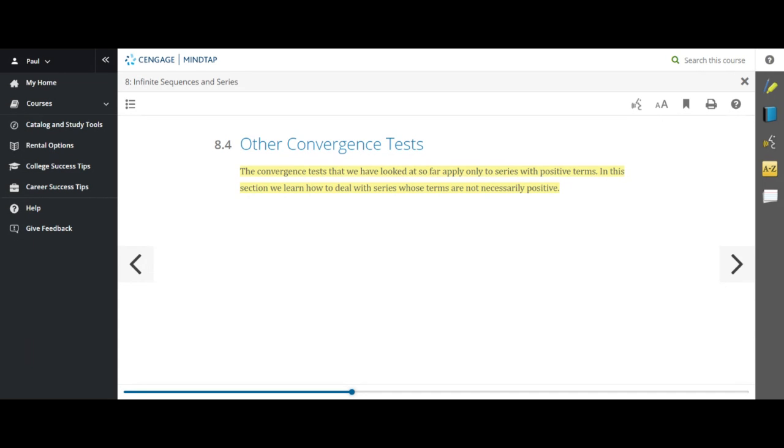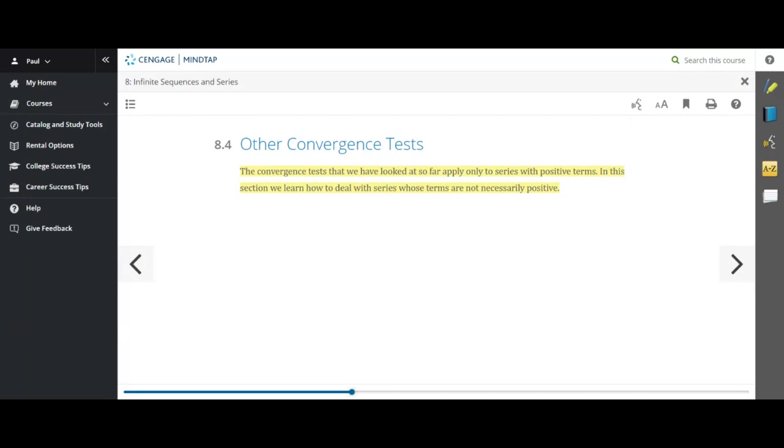But what if we had a series where the terms are not all positive? In other words, some terms of the series are negative and other terms are positive. That's what we're dealing with in section 8.4. Right there in the beginning, it mentions that the convergence tests that we have looked at so far apply only to series with positive terms. In this section, we'll learn how to deal with series whose terms are not necessarily positive.